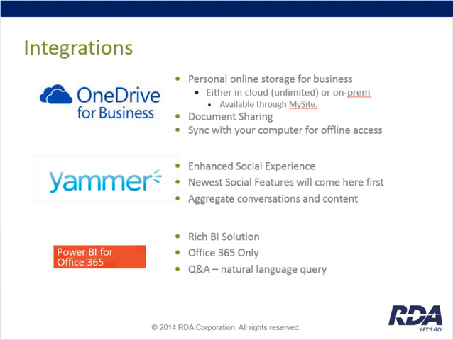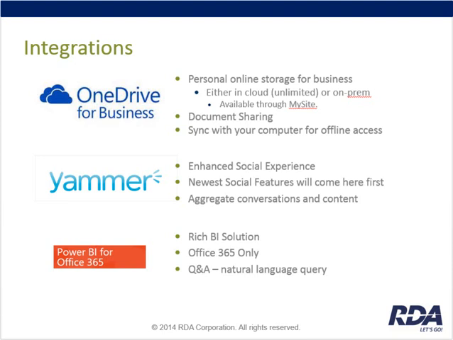You can have your OneDrive for Business in the cloud, or you can set it up on-prem. It's available through your My Site, and it offers the ability to store unstructured data like documents that you're not quite ready to move into SharePoint and organize in a more strict fashion. You can work on them, share them out to other users and collaborate from within there, but it's a little looser than the SharePoint collaboration experience.